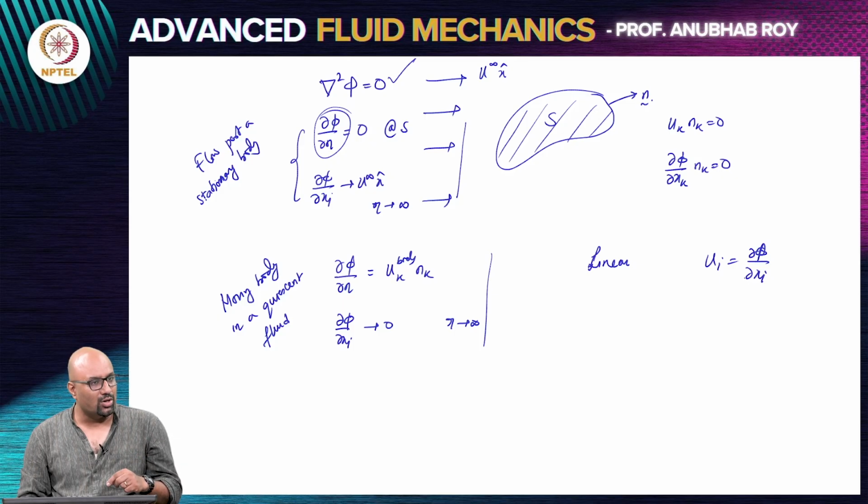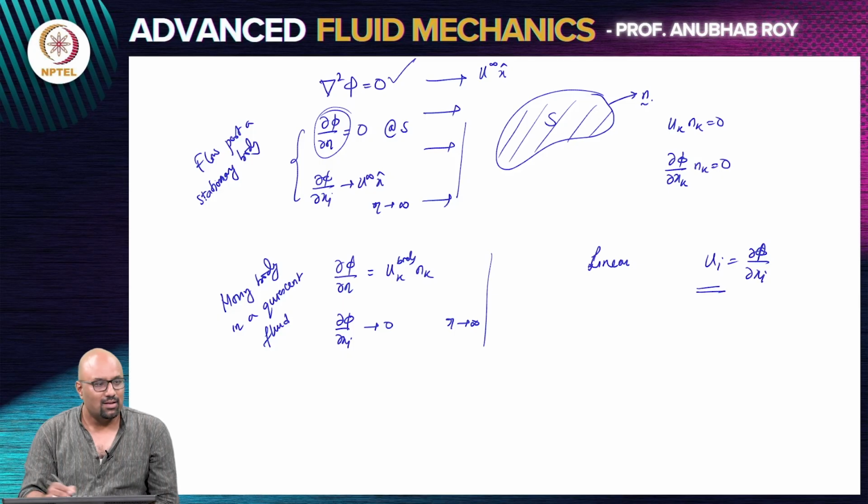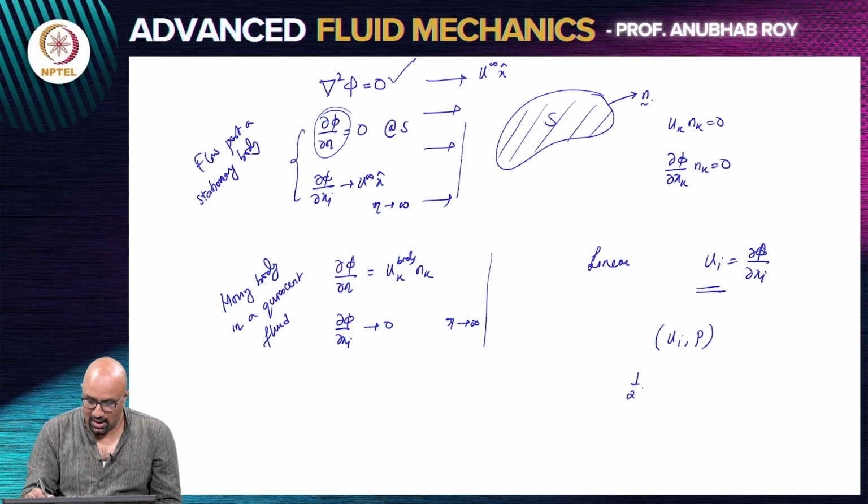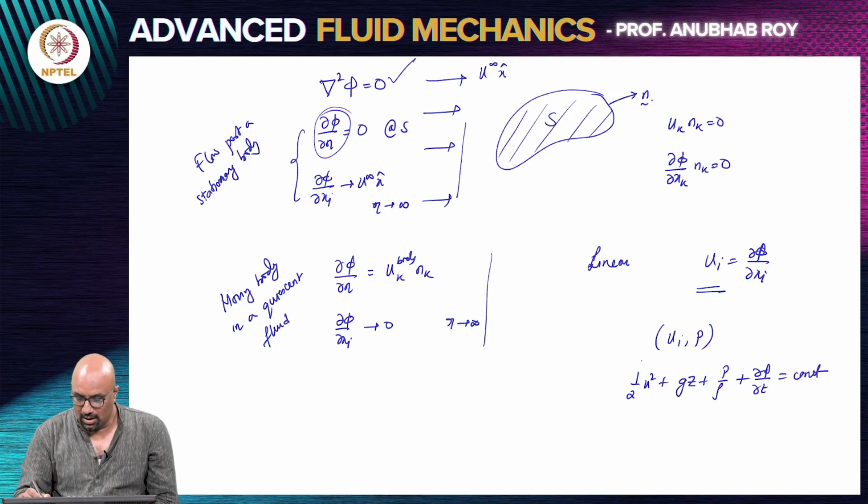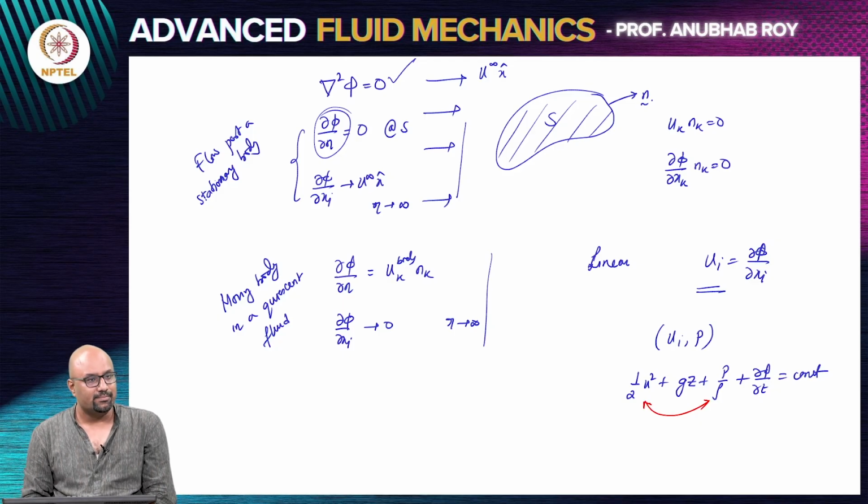If you think a little bit more, you realize there is no conflict actually, because whatever we are discussing here is regarding the velocity field, but the solution is actually velocity field and pressure field, and the equation for pressure is half u square plus gz plus p by rho, and if there is an unsteady term, then dou phi dou t is equal to constant. So, the relation between velocity and pressure is nonlinear, as it should be. You have derived this from Euler's equation.